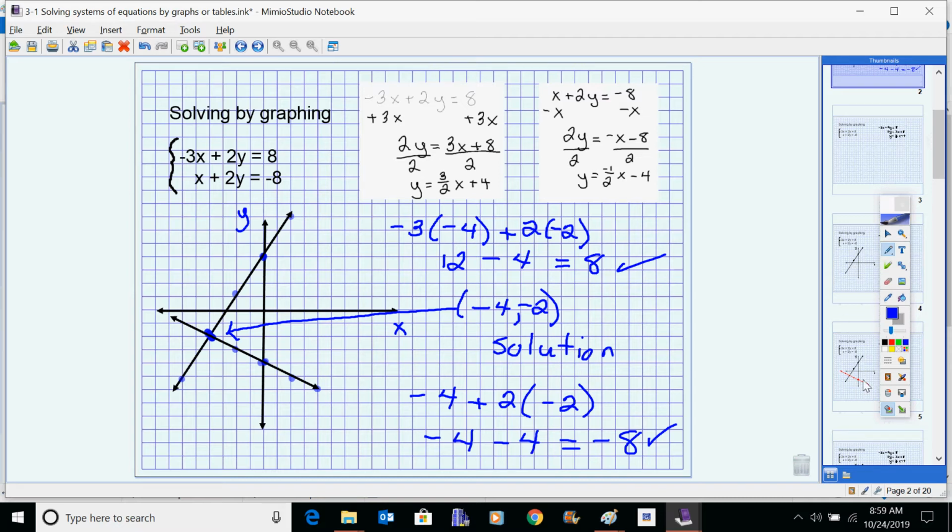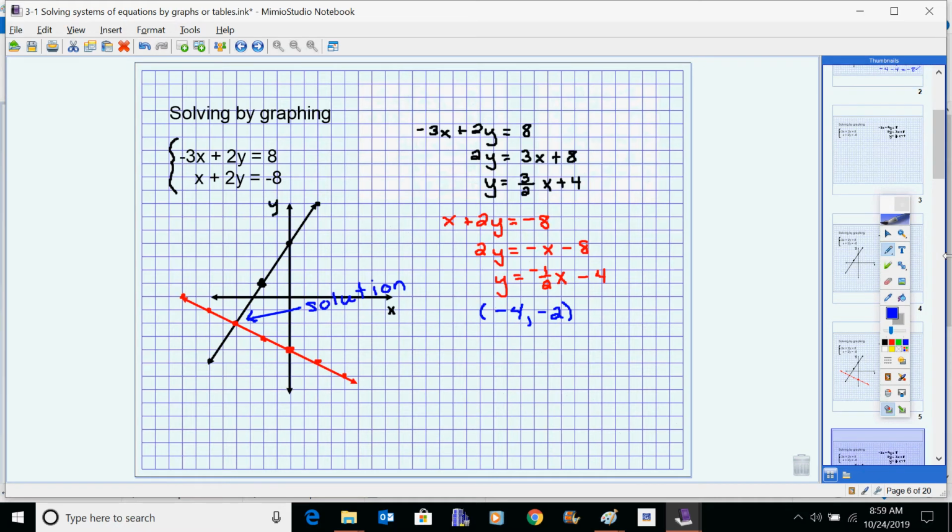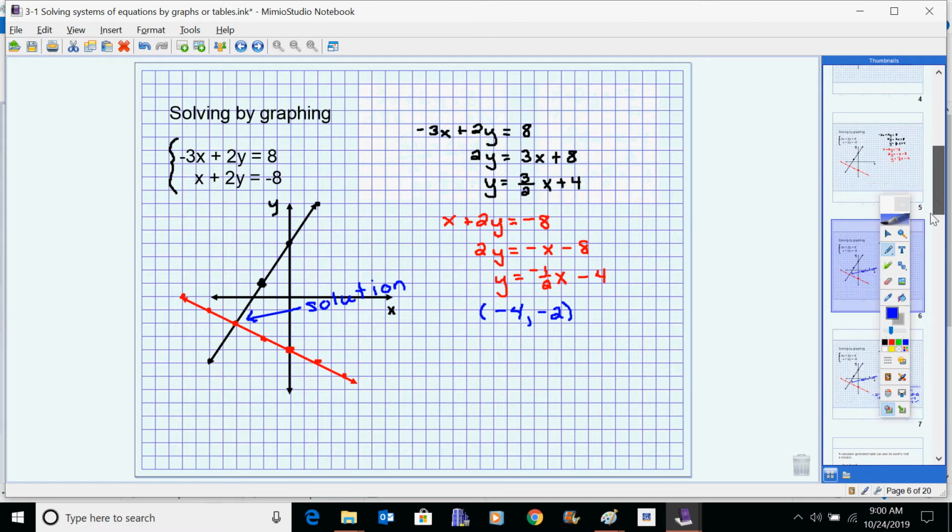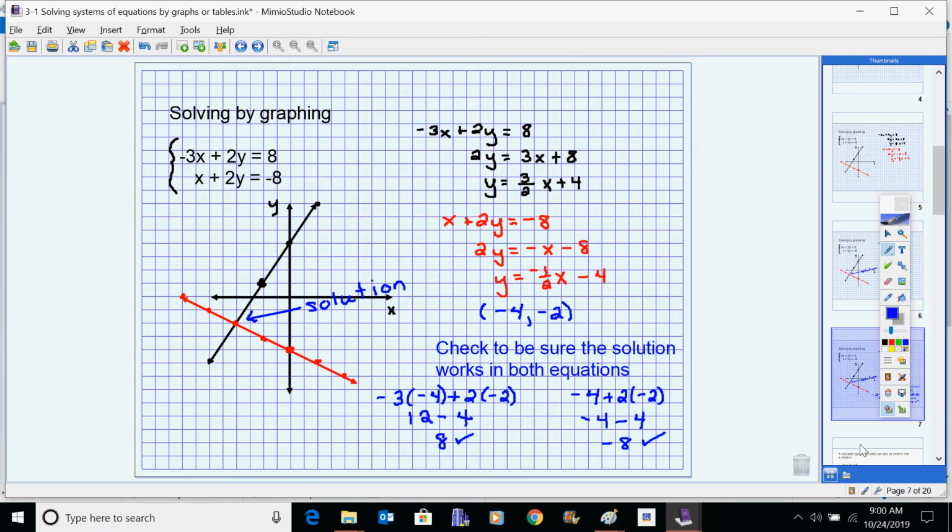All right, so I had all that written out nice and pretty, but it definitely helps to do it as we go along. There's our solution, and there's my instructions to go ahead and check it.